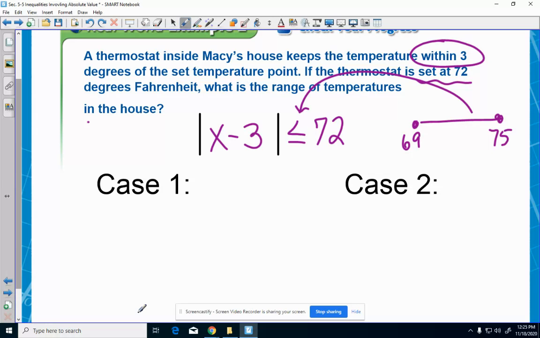The first one's going to be fine. I'm going to add 3 to both sides, so x is less than or equal to 75. Exactly what I want. But the problem is over here. If I wrote x minus 3 is greater than or equal to negative 72 and I added 3 to that, the temperature in the house is now negative 69 degrees. That's just a tad chilly. So unfortunately, would it be x minus 72? I've got to flip-flop.